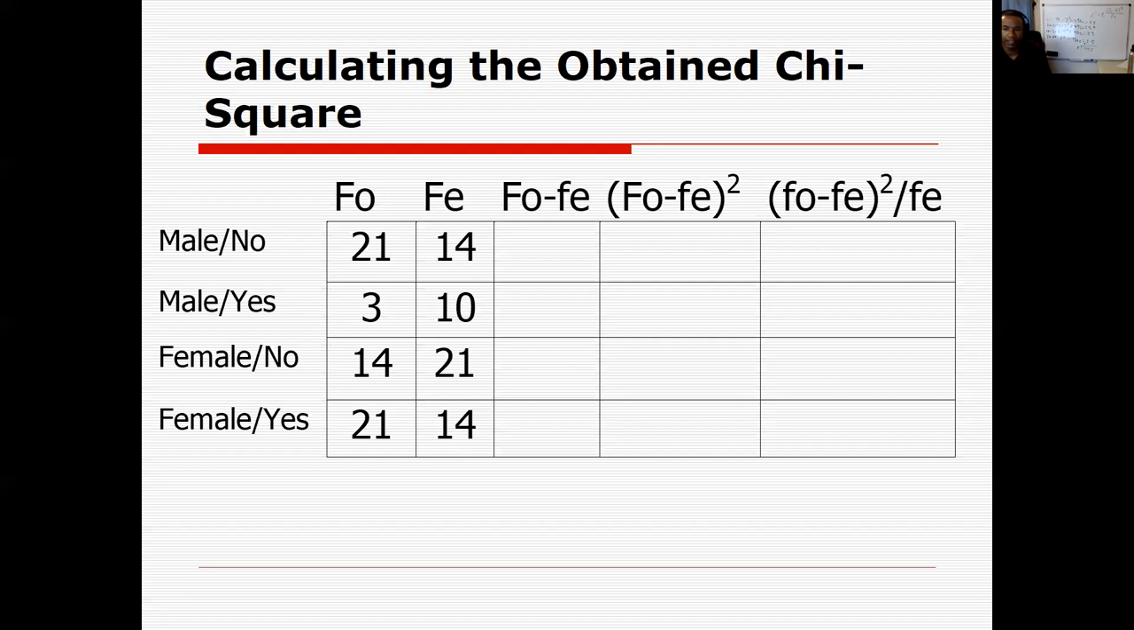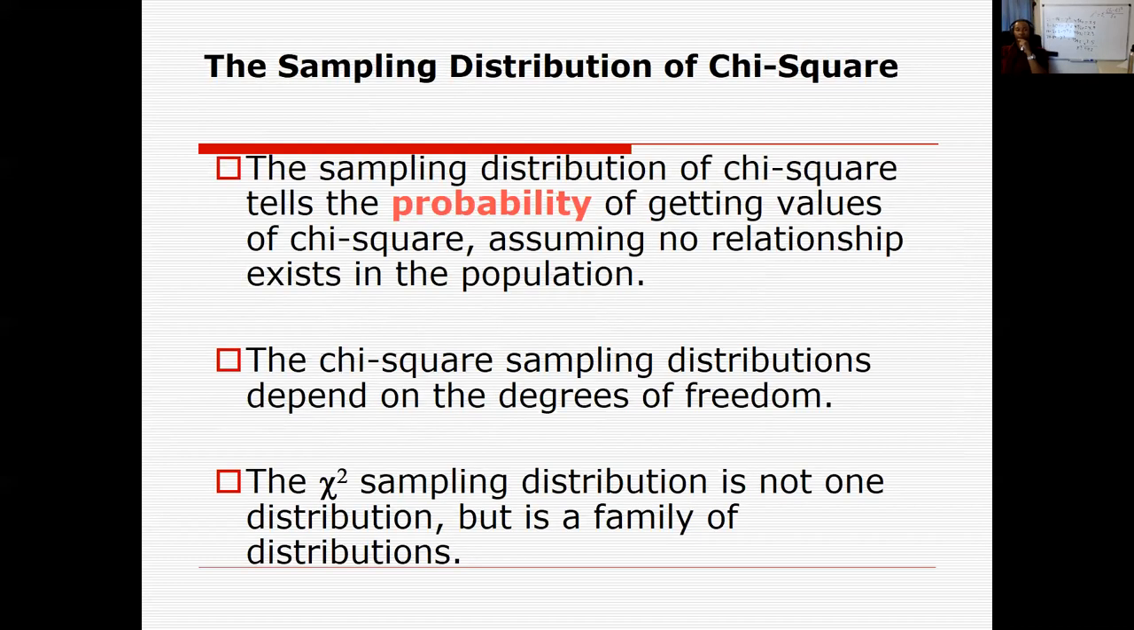Okay, so now that we have the chi-square statistic, what we need to do is take that chi-square and compare it with our chi-square distribution. The chi-square distribution is somewhat similar to the t-distribution that we learned about a few weeks ago. The sampling distribution of the chi-square tells the probability of getting values of the chi-square, assuming no relationship exists in the population.